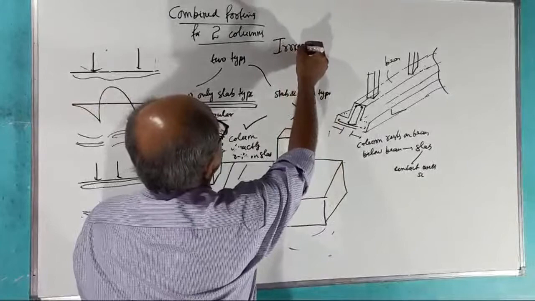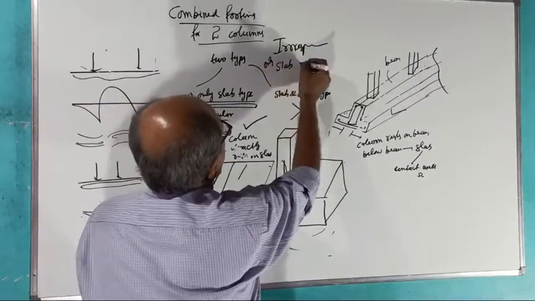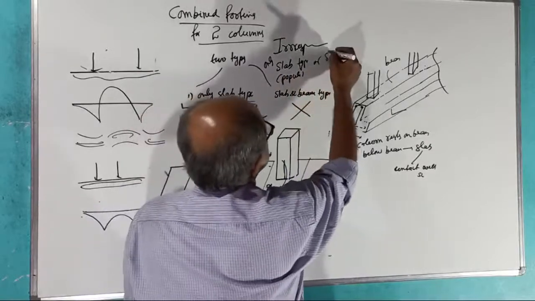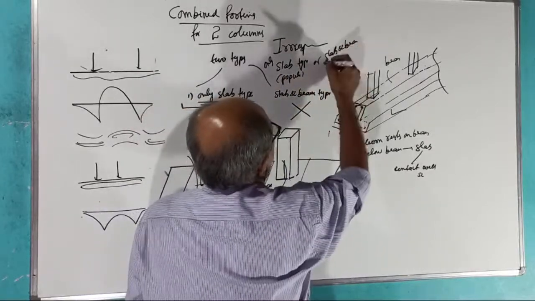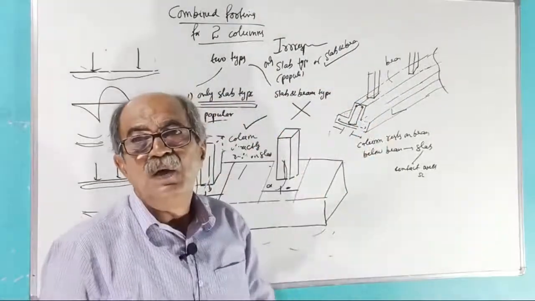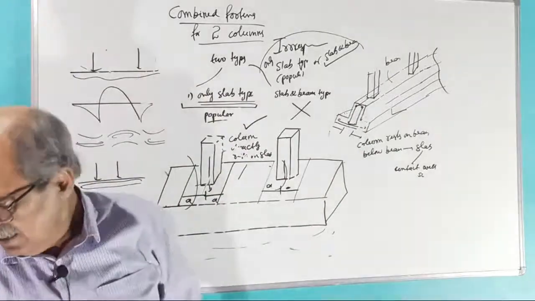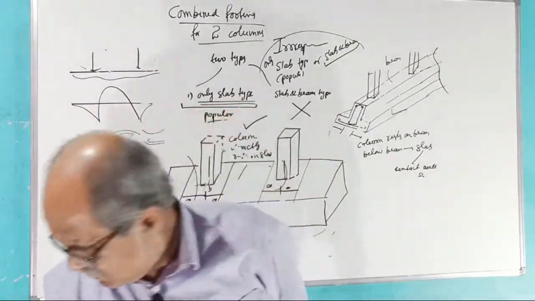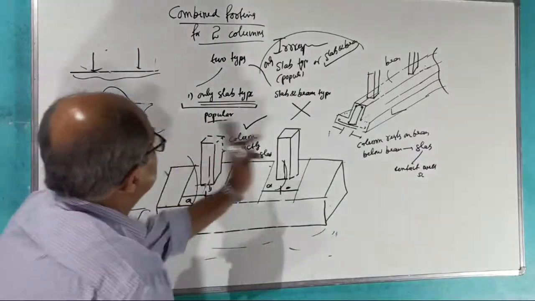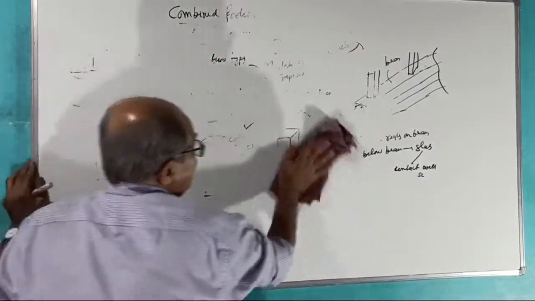Now, irrespective of whether it is only slab type, which is the most popular, or slab and beam type, whatever is above the slab, it is for the RCC design. Irrespective of this case or that case, I will remove it fully now and go to the next part. That should be completely understood now.